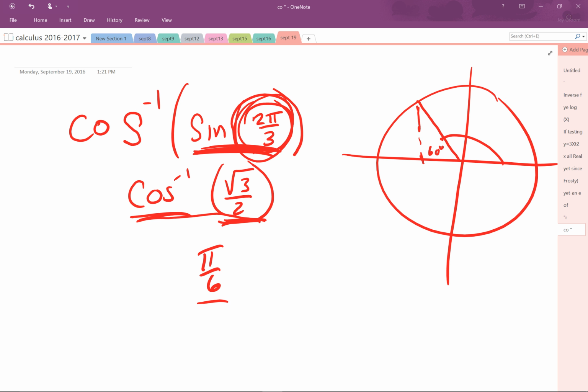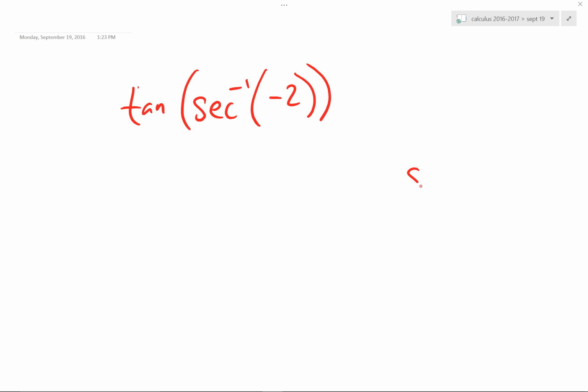Ooh, see if you're paying attention. I want to know the tangent of the arc secant of -2. Well, that's disturbing. Now, this is one that we should know. What is secant? Cosine, right? It's 1 over cosine. So secant is 1 over cosine, right? So if this is -2, this should be then 1 over -1/2, yes?